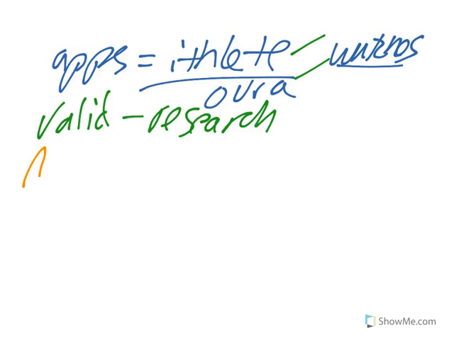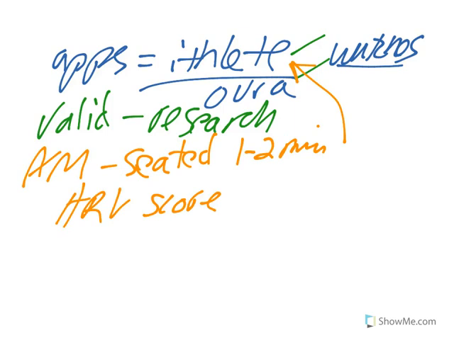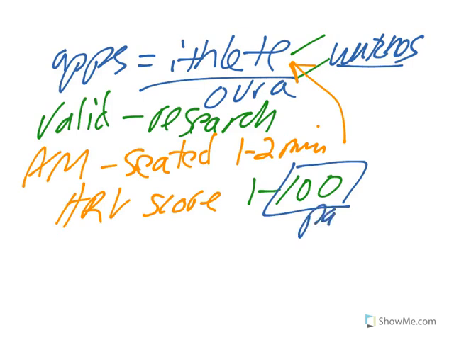But generally you're going to do it first thing in the morning. Most people are going to be in a seated position, and rest for about 1 to 2 minutes, and then you will, for example, use your app, and that will give you a heart rate variability score. A lot of them will translate that into, say, a 1 to 100 scale. On the iThlete scale, the higher the number, the more parasympathetic you are, so the more relaxed you are. The lower the number, the more on the sympathetic side.